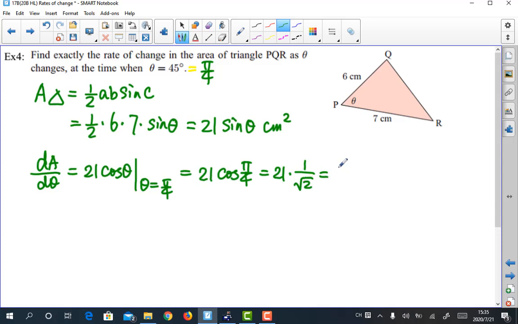21 times 1 over root 2 is 21 over root 2. Some of you may want to change this to 21 root 2 over 2. They are equivalent. So anyways, the rate of change in the area of the triangle at this instant should be 21 root 2 over 2 square centimeters per radian.